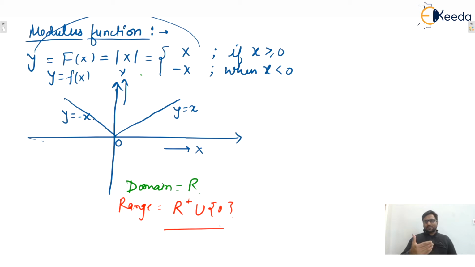So that is domain: whatever is present on the x-axis comes under domain, and whatever is present on the y-axis comes under range. I hope this one is clear to everyone. Okay, so let us take one more example.